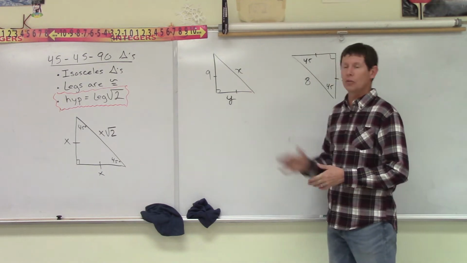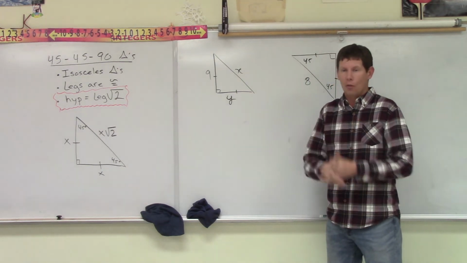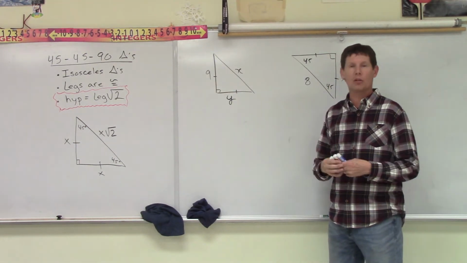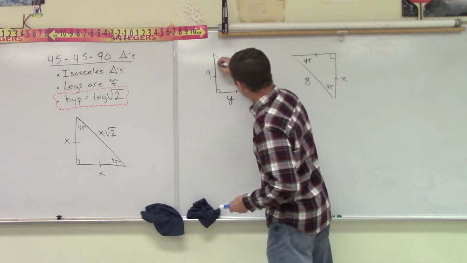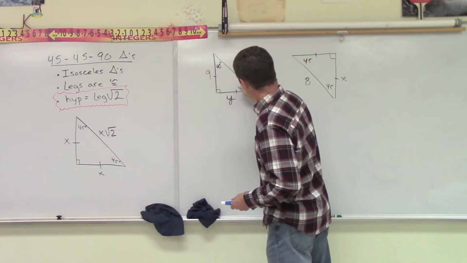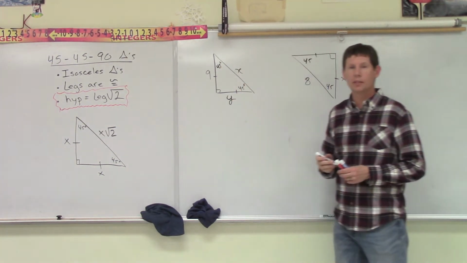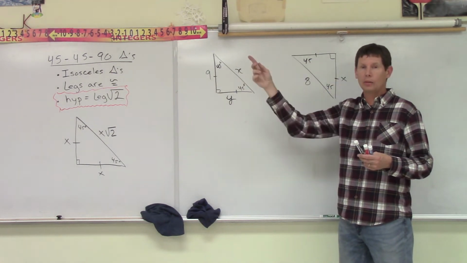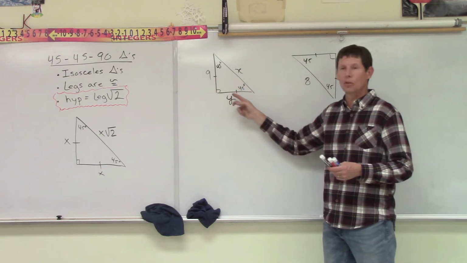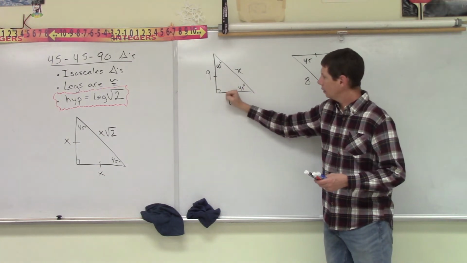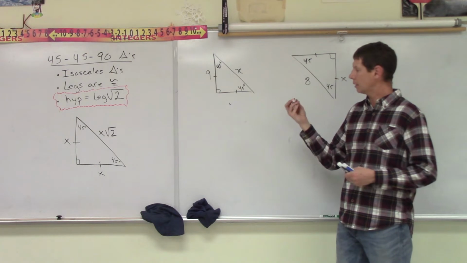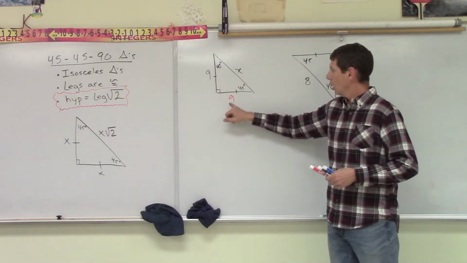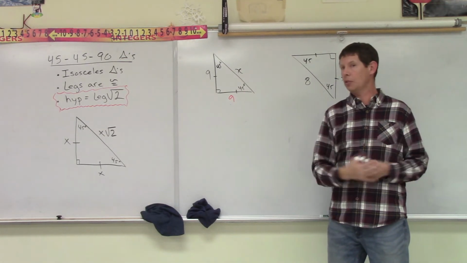So let's take a look at two examples. Now, if I have this triangle here, I can see by the markings it's isosceles and it's a right triangle. So therefore, I can conclude that these two angles have to be 45 degrees. I can now do a couple things. I know it's isosceles, so my legs are congruent. So if one leg is 9, I know my other leg is 9 as well.